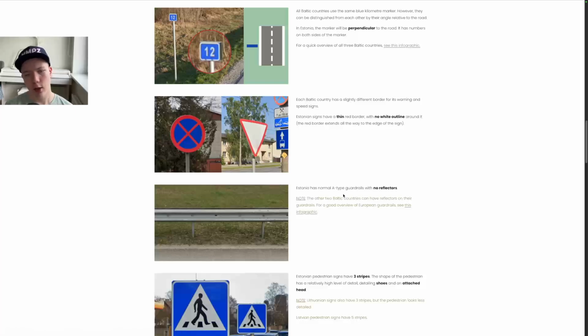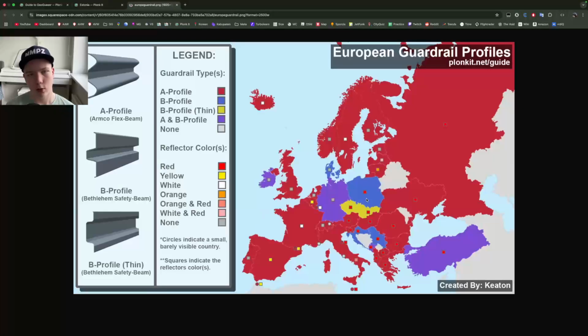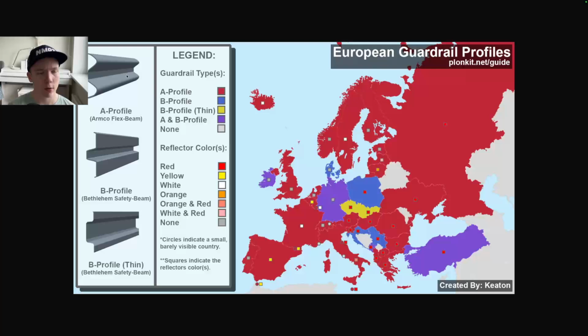Yeah, normal A-type guardrails that look like this. I can just really quickly show you the A-type guardrail. Looks like that. B profile, A profile. Okay, A profile, B profile, and B profile thin basically.